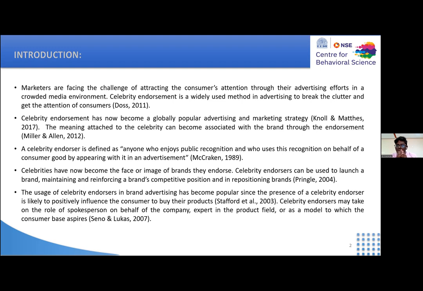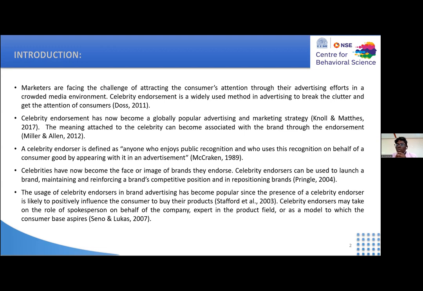The usage of celebrity endorsement in brand advertising has become popular since the presence of a celebrity influences the consumer towards the product through their appearance in the advertisement. And also the celebrity endorser may take the role of a spokesperson on behalf of the company, an expert in the product field, or a model to which the consumer base aspires.